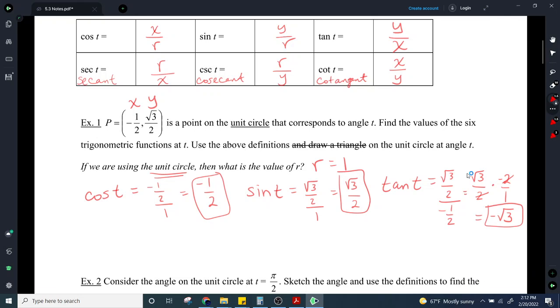I'm going to skip the other 3 right now. I want to focus on sine and cosine in this section. So I'm going to skip secant, cosecant, and cotangent right now. I just want to make sure we get the basics down. So here's cosine, sine, and tangent.